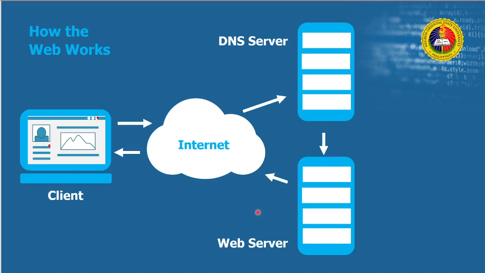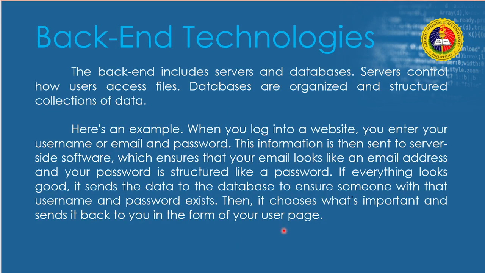So our focus more is what's going on in this area, on the web server. So we know that it will translate the web content to HTML, but how exactly does it work? Okay? So the backend includes servers and databases. Servers control how users access files. Databases are organized and structured collections of data. So remember that the backend includes servers and databases. When you say servers, same atong game mo example gay na these are the waiters. So whenever you request a web content, the server will process it and send it back to you.